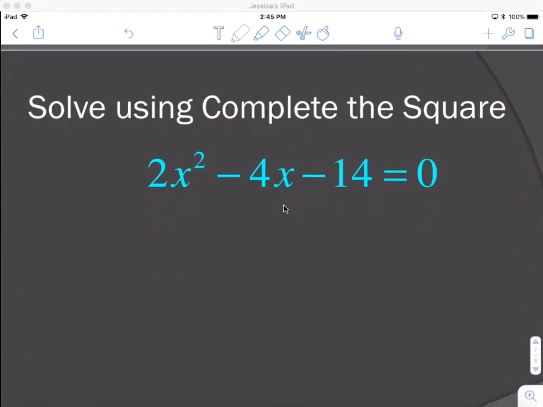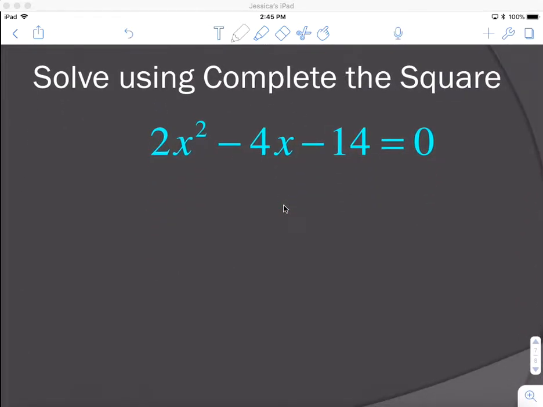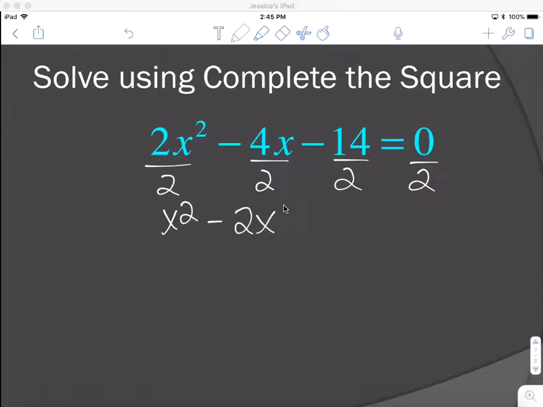All right, 2 more problems left. On this problem, you will notice that you have a number in front of x squared. You always want to check to see if you have a GCF before you begin. In this case, I can divide every single term by 2. So you want to go ahead and do that right at the beginning. I'm going to rewrite this as x squared minus 2x minus 7 equals 0.